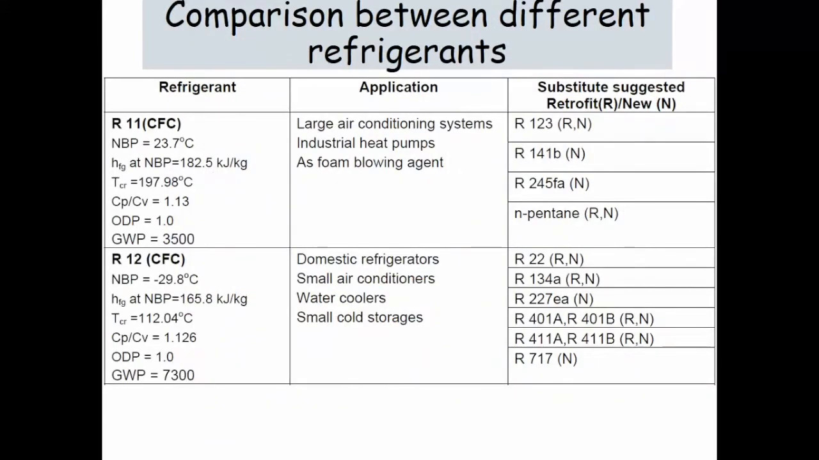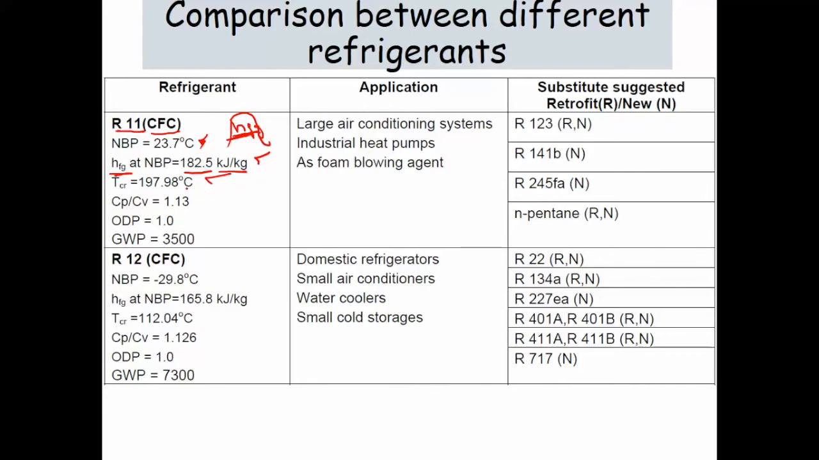Now here we are doing the comparison between the different refrigerants. Here you can see R11, which is a CFC, chlorofluorocarbon, and this is the boiling point, and this is the latent heat, which is 182.5 kilojoules per kg. This latent heat means this enthalpy, if we draw that curve, in between the dome, this is the hfg. You can get all these values from the charts. There is no issue.